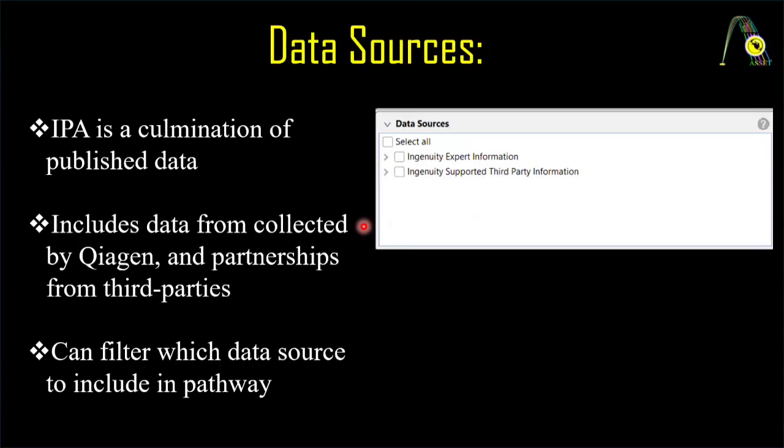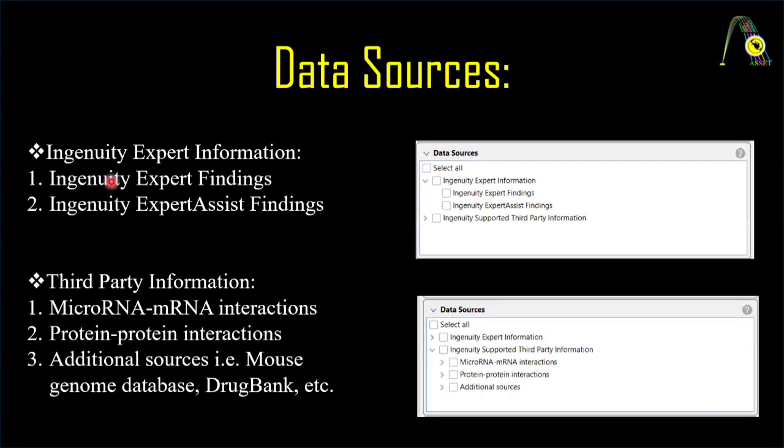Okay, so the first filter option is the data sources. The two major data sources are either from IPA's data sources itself or third-party sources. IPA has its own data sources, and it also employs third-party sources as well. So you're able to choose from either in your data. IPA's own data sources include the Ingenuity expert findings. So we see over here the Ingenuity expert information includes the Ingenuity expert findings, as well as the Ingenuity expert assist findings. So these are IPA's own data sources.